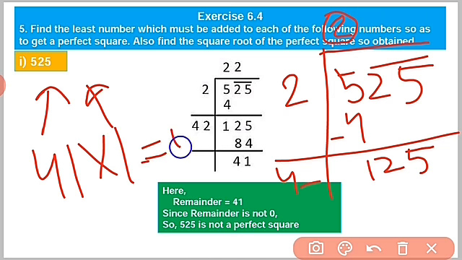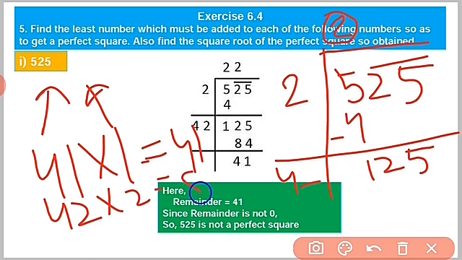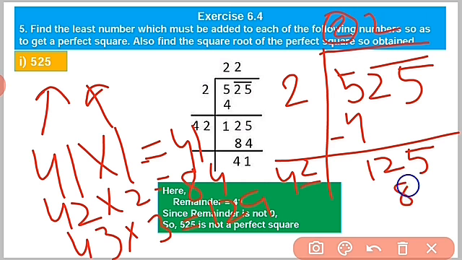41 multiplied by 1 is 41. 42 multiplied by 2 is 84. 43 multiplied by 3 is 129. So 129 is greater than 125. We will take 42 multiplied by 2. So it is 84 and the remainder is 41. Since the remainder is not 0, that means 525 is not a perfect square.